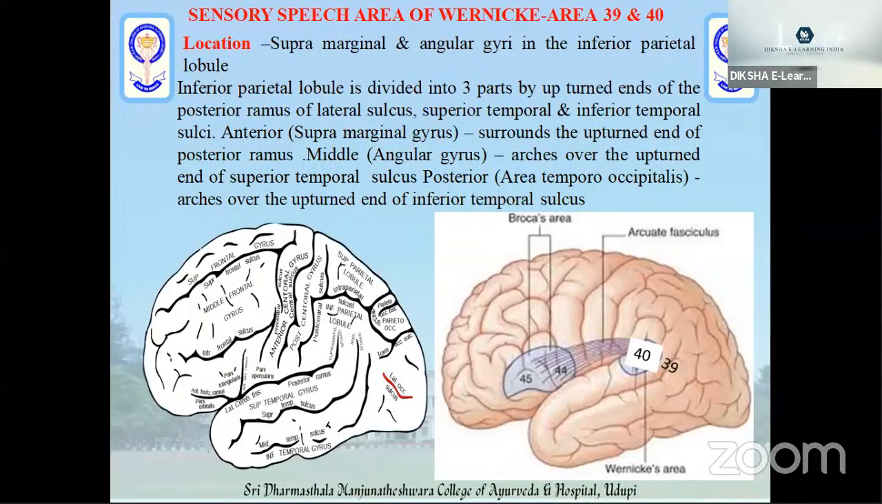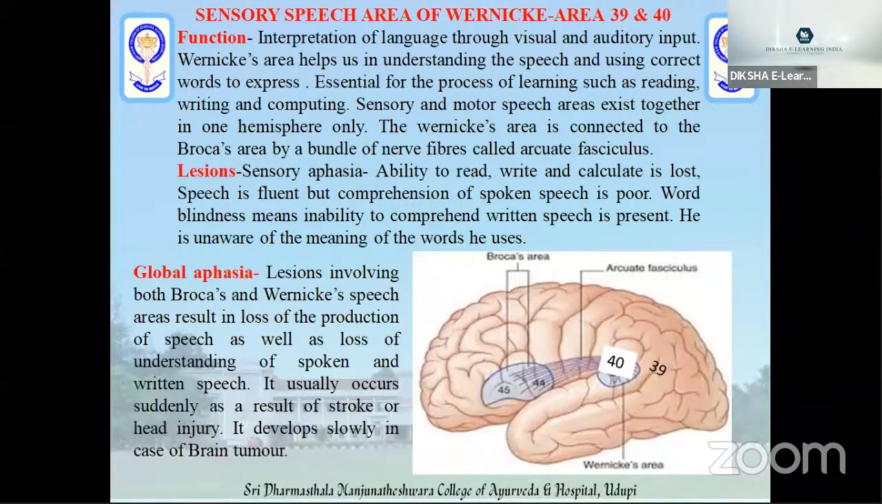Now, what are the functions of it? The functions of the sensory speech area are interpretation of language through visual and auditory input, through the eye and through the ear, whatever we have heard. Interpretation of the language is done in this area. This area helps us in understanding speech and using correct words to express. It is essential for the process of learning, such as reading, writing, and computing.